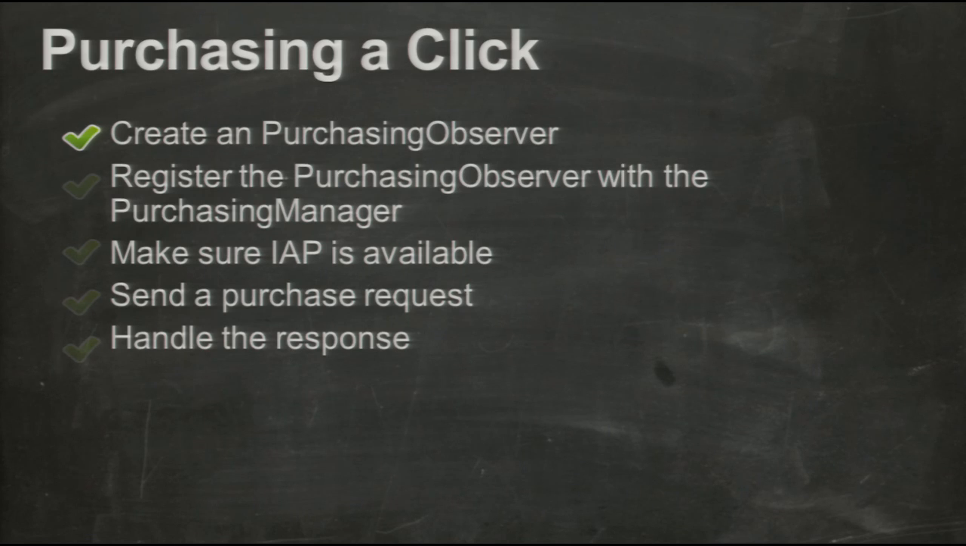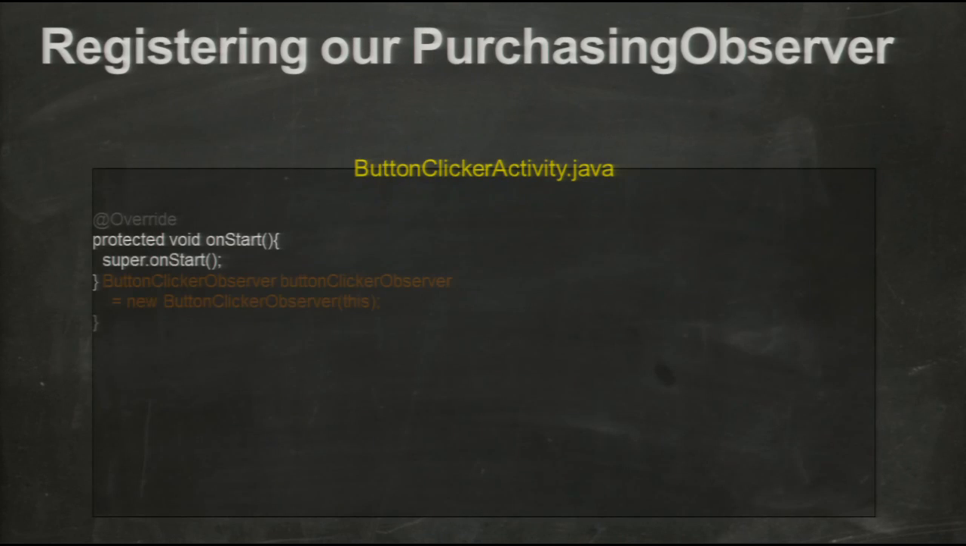So we've now created a purchasing observer. So the next thing we need to do is we need to register our purchasing observer with our purchasing manager. So when we send that purchase request, that Amazon knows where to route it to. How do we connect those two things? How many lines of code is that? How difficult is this? Well, let's take a look.